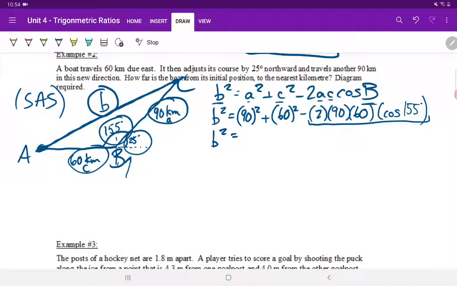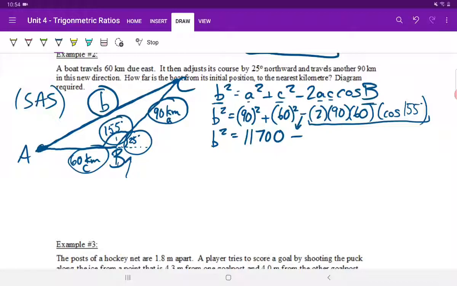We can add 90 squared plus 60 squared, okay? We can do that pretty easily on our calculator. It's 11,700. Bring down your minus sign, and now do 2 times 90 times 60 times the cos of 155. And you actually end up with a negative number there.